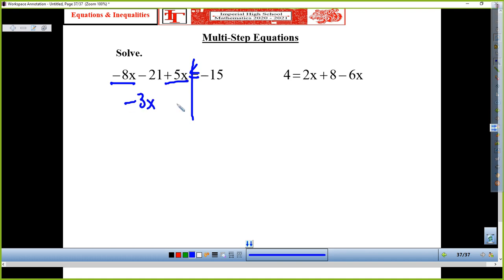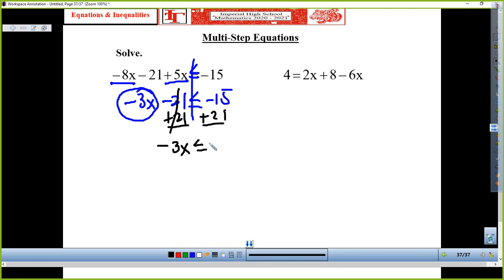Next, I need to isolate the variable since I can't simplify anymore. So what do I do here? Inverse operation. So I add 21, add 21. I'm left with negative 3x less than or equal to 6. And I still need to leave the x by itself. What's my last step? Divide by negative 3, divide by negative 3.